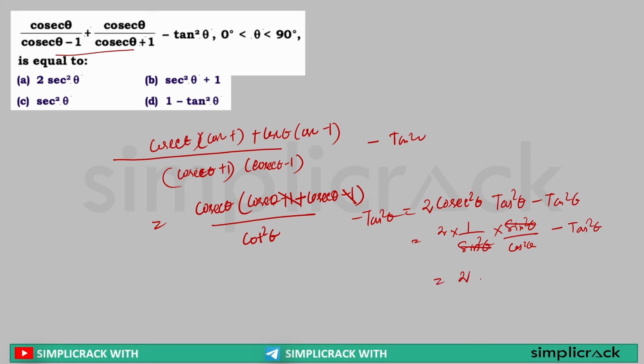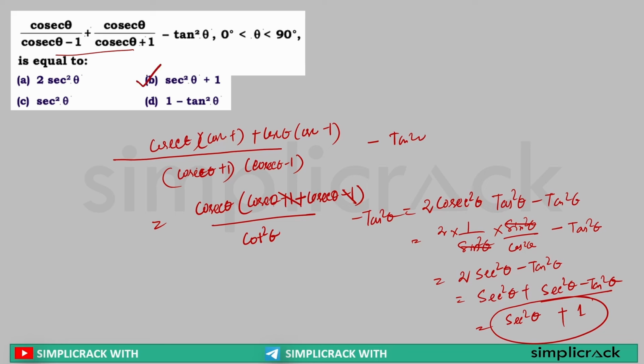Sir, this is 2 into 1 by sin cos square theta, that is equal to 2 sec square theta minus tan square theta. Or I can write sec square theta plus sec square theta minus tan square theta. Sec square theta minus tan square theta is equal to 1, plus sec square theta. So the value is sec square theta plus 1, that is option B. Clear? You can directly find your answer from over here. So this is how you can directly solve this question, and this whole class is all about solving such type of questions. Getting my point?